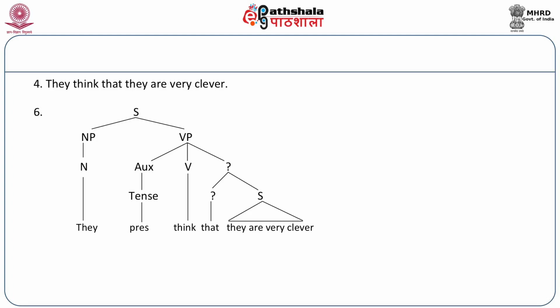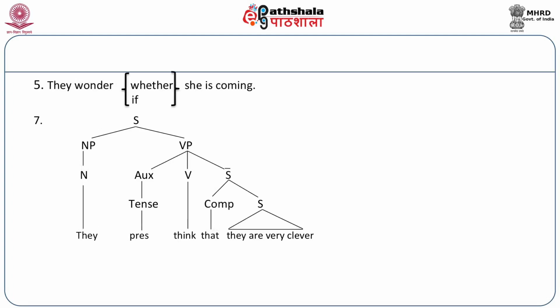Now if they are very clever is an S, what will be that they are very clever? What shall be that? Since that is a complementizer, we use the node Comp for that, and we say that a Comp plus an S will be an S bar. So a clause is an S, but if there is a complementizer before the clause, then it will be an S bar.